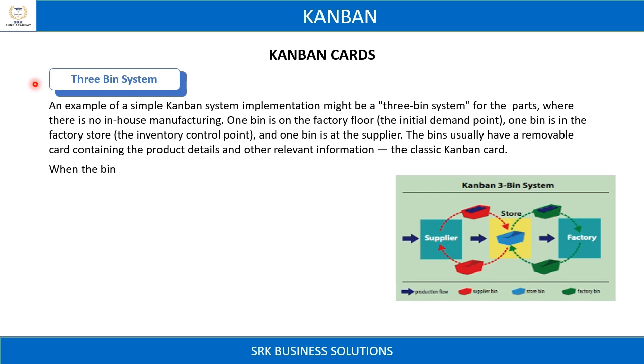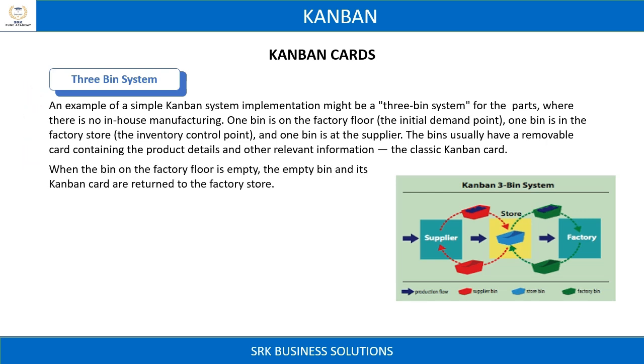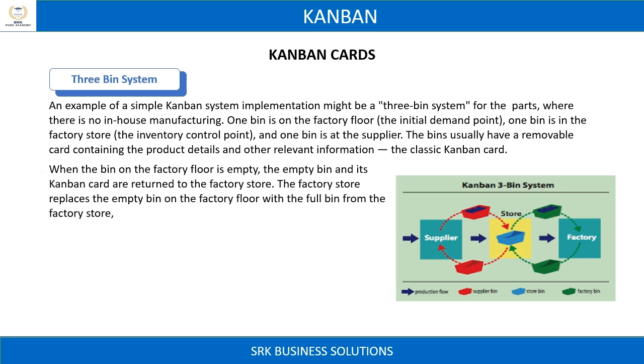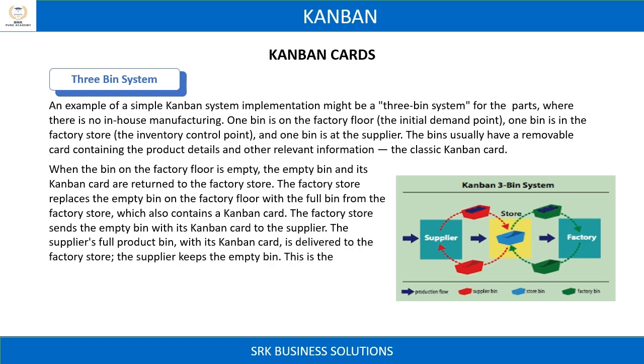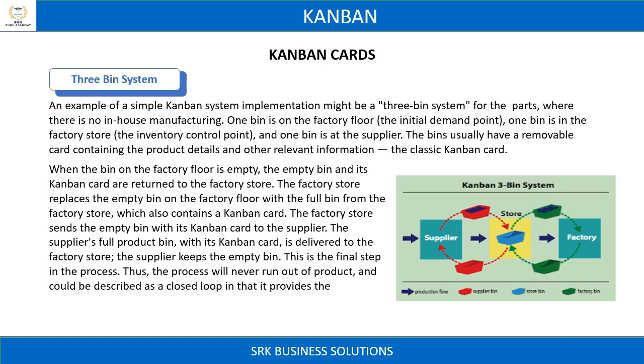When the bin on the factory floor is empty, the empty bin and its Kanban card are returned to the store. The store replaces the empty bin on the factory floor with the full bin, which also contains a Kanban card. The store sends the empty bin with its Kanban card to the supplier. The supplier's full product bin with its Kanban card is delivered to the factory store. The supplier keeps the empty bin. This is the final step in the process.